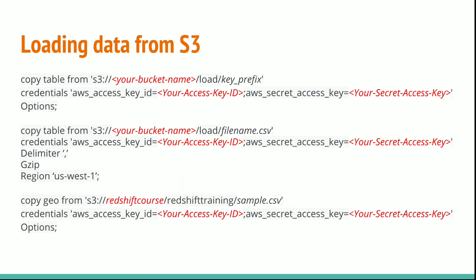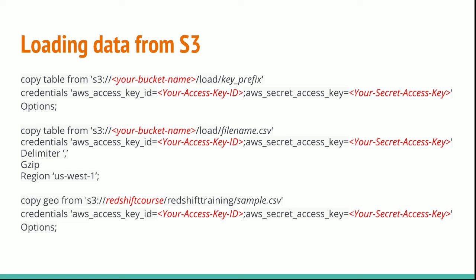You can load data to the Redshift table from S3 using any one of the following statements shown. Copy table from S3, and enter your bucket name of your choice, what you have created on S3, and the key name. In my example, you can see the third one. Copy geo from the file name on S3 and enter the credentials. Enter the access key ID which you have created for the IAM user and the secret key, and execute the third statement.